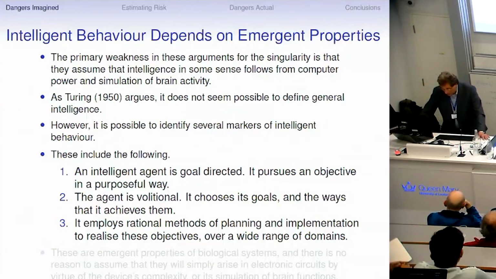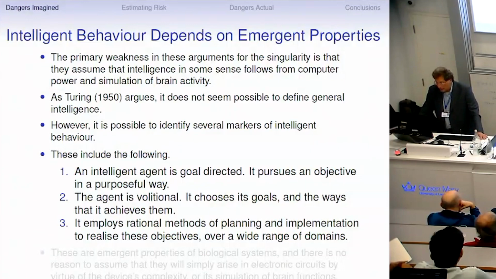Third, it employs rational methods of efficiency and consideration of relative advantage for planning and implementation to realize these objectives over a wide range of domains. So that kind of choice of methods for and planning seem also to be major ingredients of general intelligence.